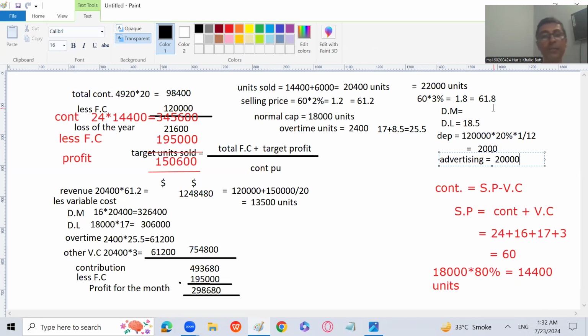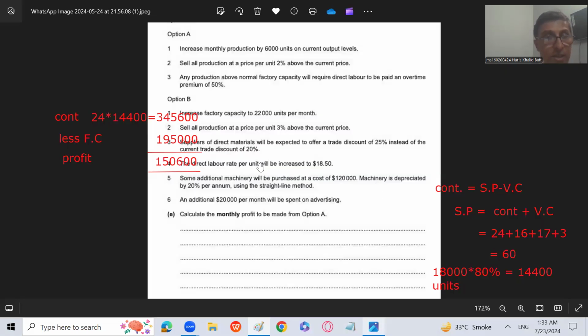Then let's talk about the important point, that is direct material. This has come in the papers in the past also. It doesn't mean that it has come for the first time. It has been coming even in February, March 23, 22. We have seen this type of question coming in the exams, in which the supplier of direct material will be expected to offer a trade discount of 25% instead of current trade discount of 20%. We were getting a trade discount of 20%, but now it has increased to 25%.